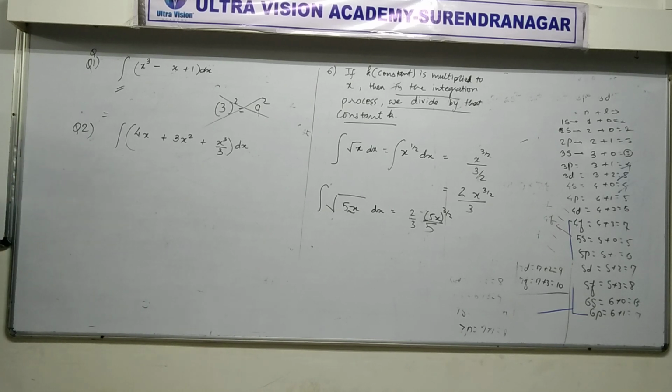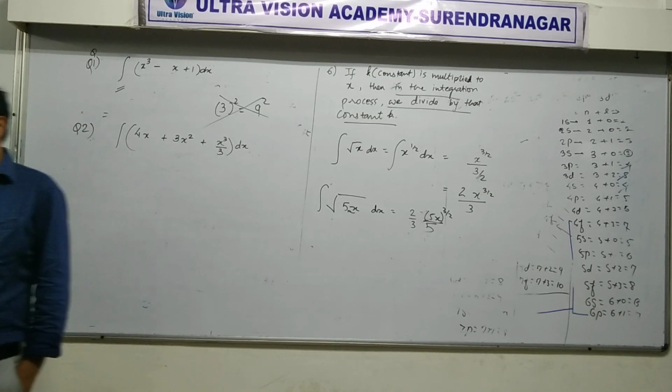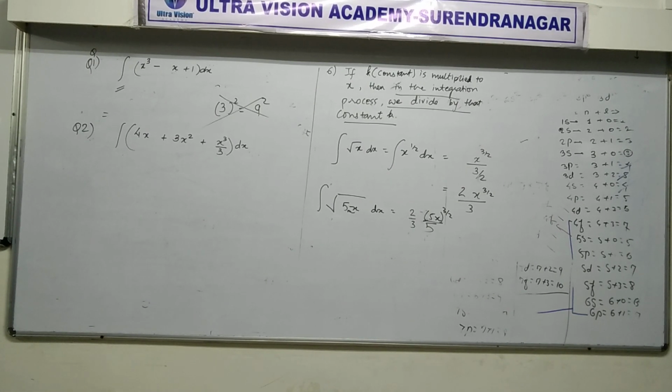Okay, so that's the second one. Right? 3x squared plus 1.